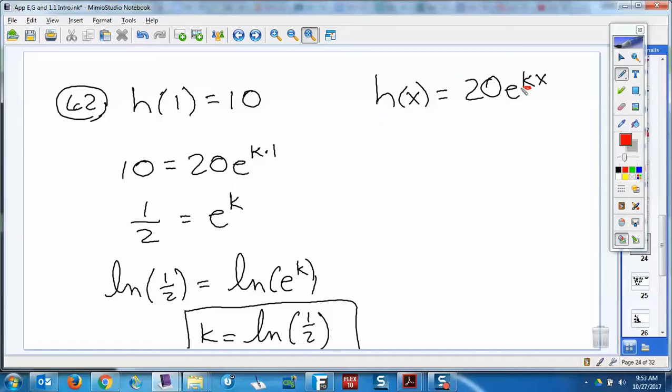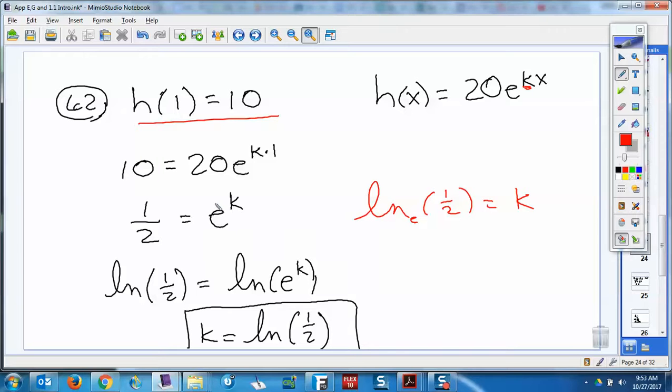So when we have a situation like this, we have an unknown. What we have here is what's called an initial condition. We have an unknown value in this function, but they told us one of the values of that function, so that allows us to find that unknown. So just like we were saying, we put our 10 in for the h, we put our 1 in for the x, and we end up with this. We divide both sides by 20, we get this. Now I did the ln of both sides, but you could just go right to log form. The log base e of 1/2 is equal to k.